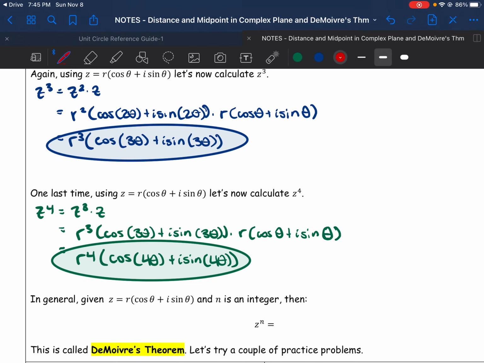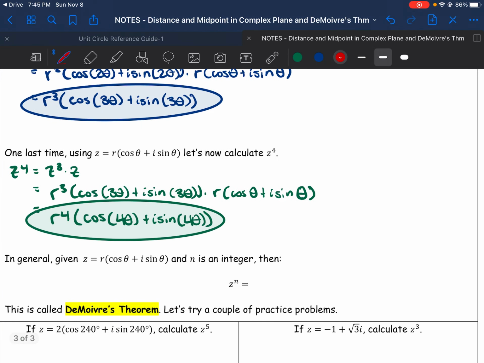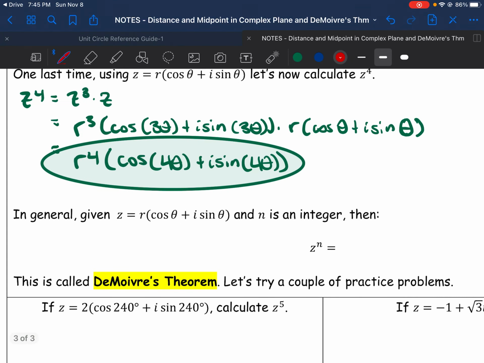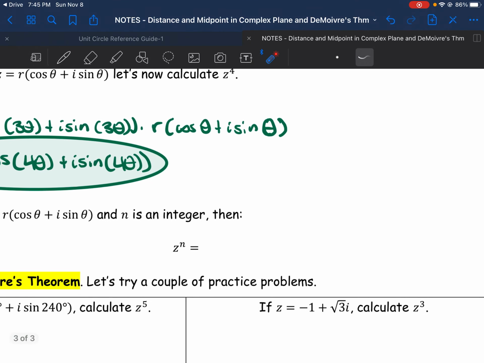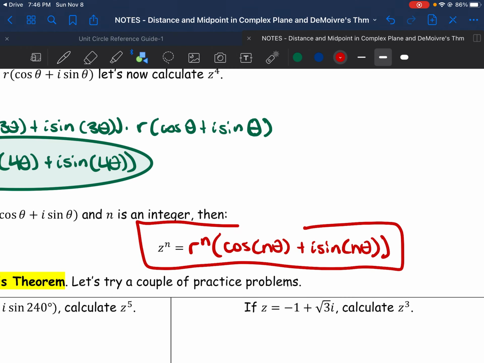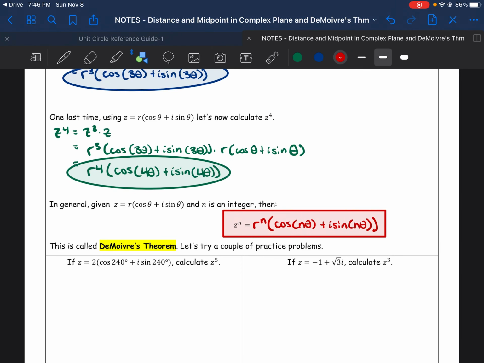So in general, now let's work in generality here. In general, if z is r times cosine theta plus i sine theta, and n is any integer, then z to the nth power should be r to the nth power cosine n times theta plus i sine n times theta. And we call this DeMoivre's theorem.